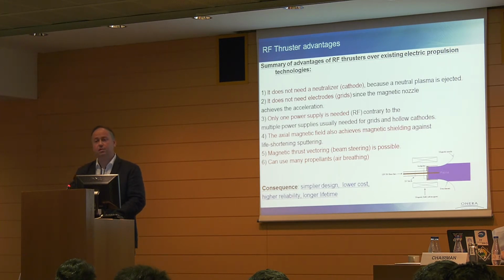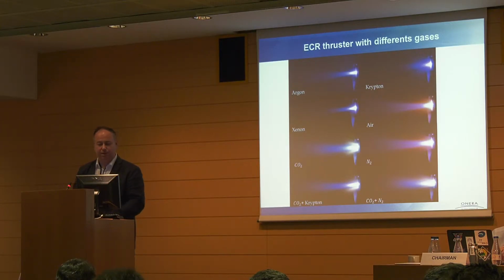Then we have to prove, and that's all the work of research on these thrusters, that they can have a lifetime at least equal or sufficient for the application that they target, and also an efficiency that is consistent with their applications. And so, talking about different gases being used for RF, with the RF thruster not caring about the gas, here are a few illustrations where we played a little bit and put different things in our thrusters. Air here, to demonstrate air breathing; CO2 is for Mars breathing. Of course, we have to study the performance in all those gases, but at least it's possible.